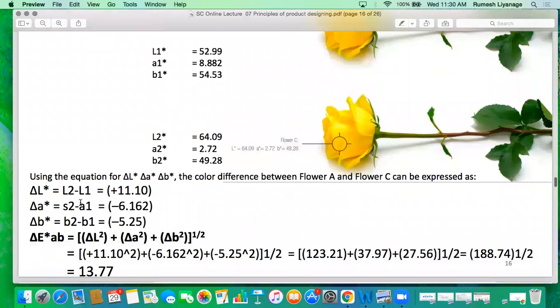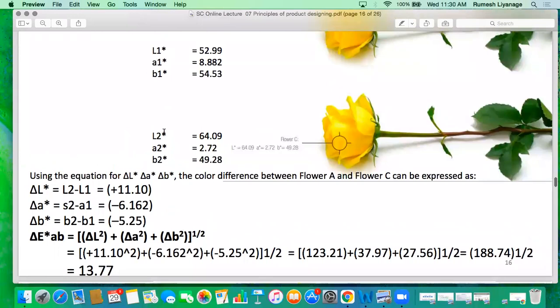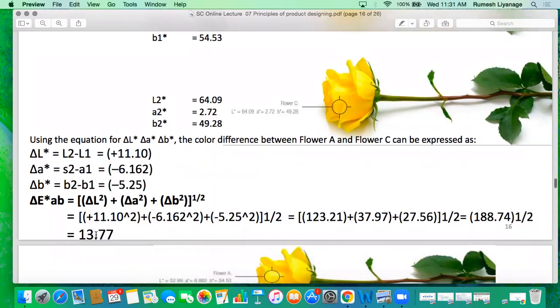You know the equation. Delta L squared plus delta A squared plus delta B squared, square root. So delta L means L2 minus L1: 64 minus 52 is plus 11. Delta A, 2 minus 8 means minus 6. Delta B means 49 minus 54, again a minus value. So the final answer is 13.70.